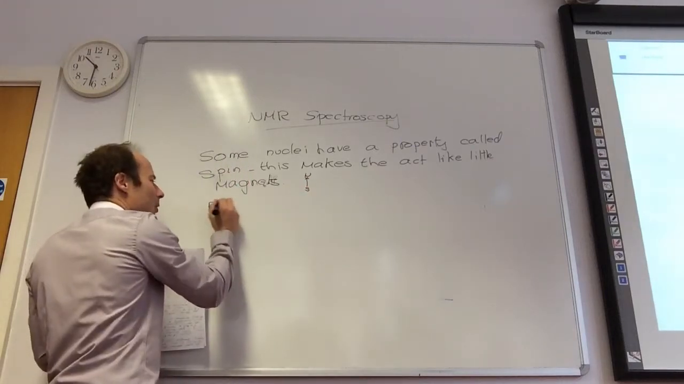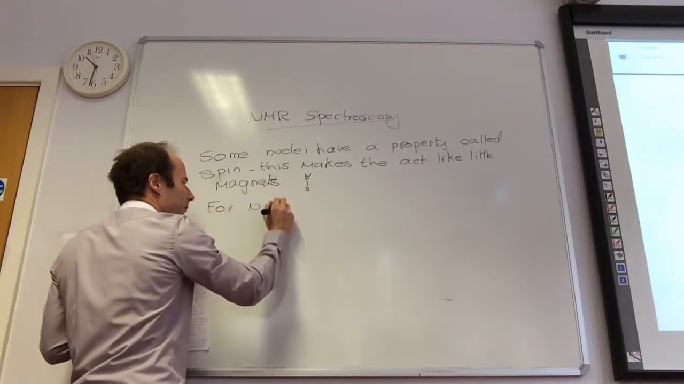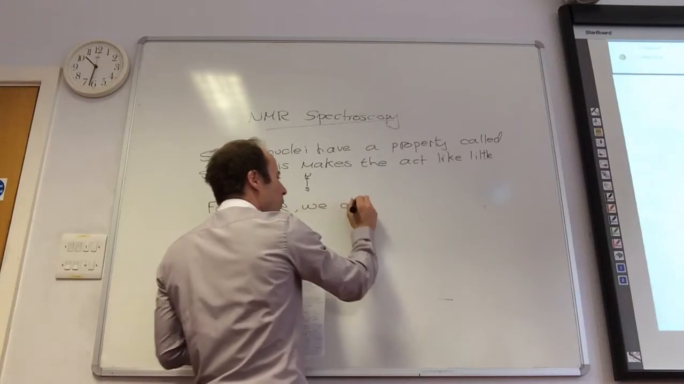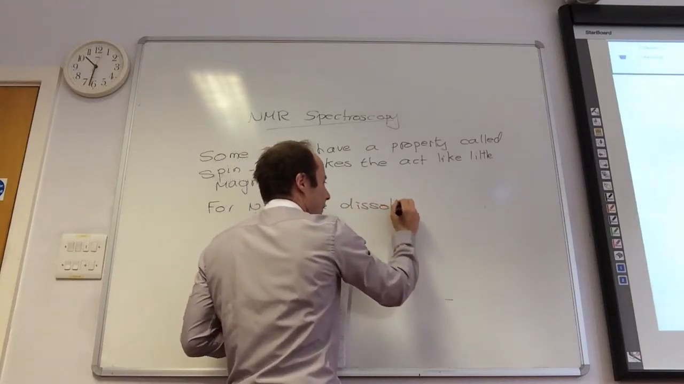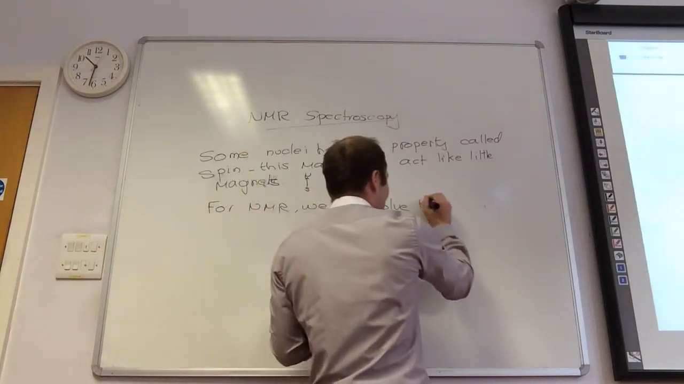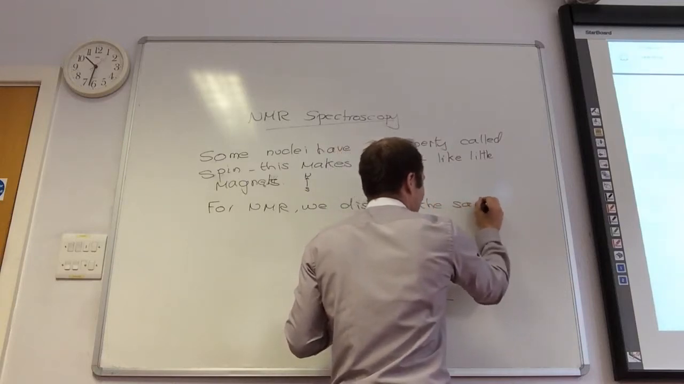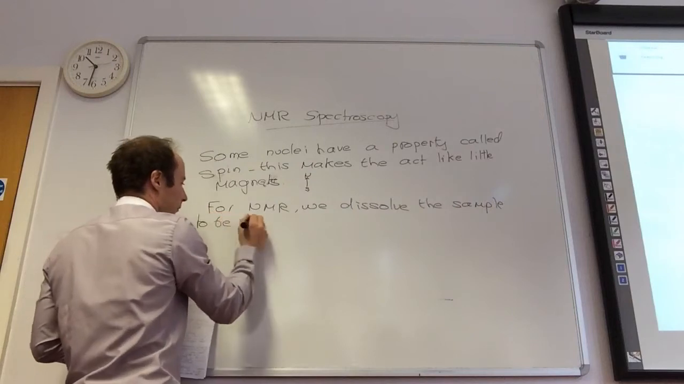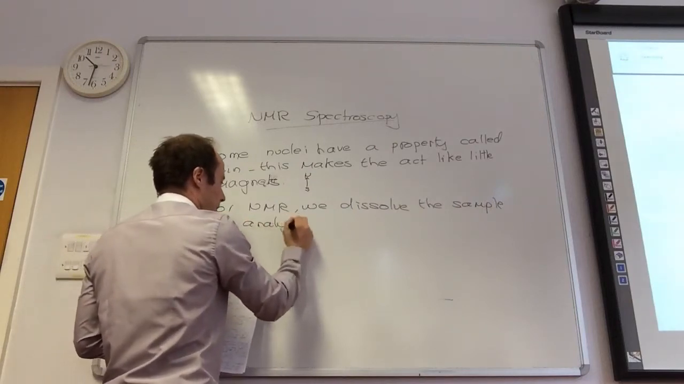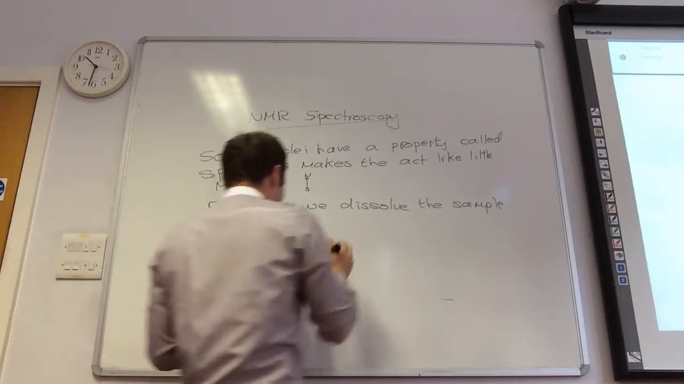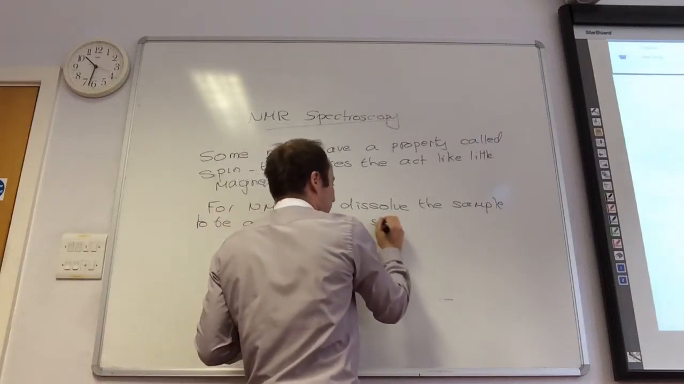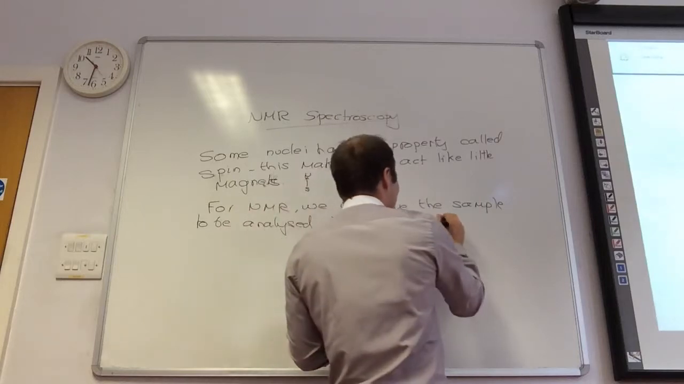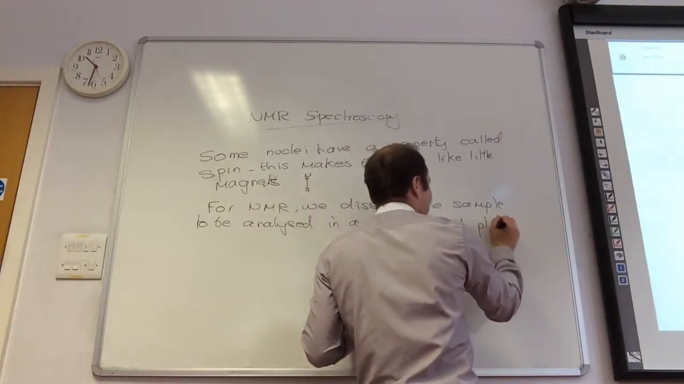So how can we do this? So for NMR, the way we work it, we dissolve the sample that we're interested in, to be analysed, in a solvent, and we'll talk more about what solvents we use in a minute, and place it in a very powerful magnet.